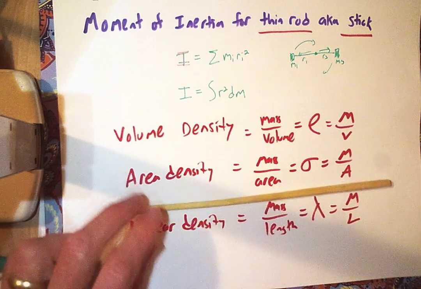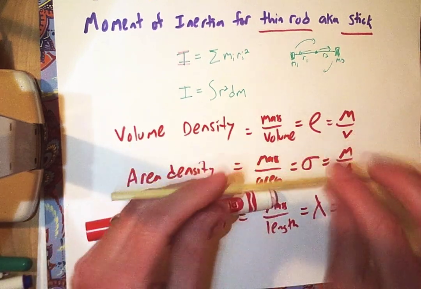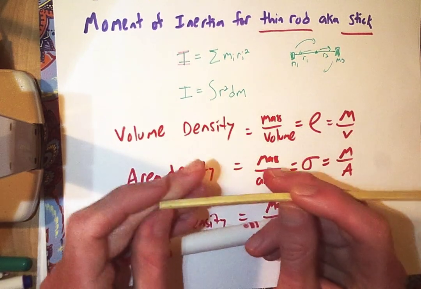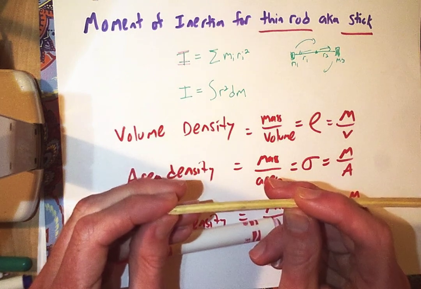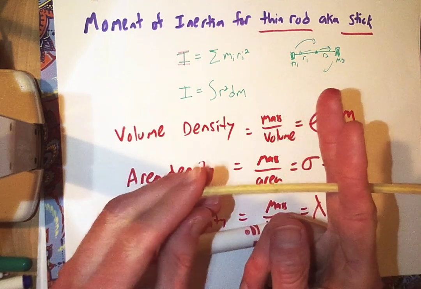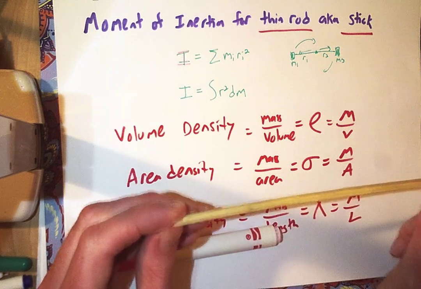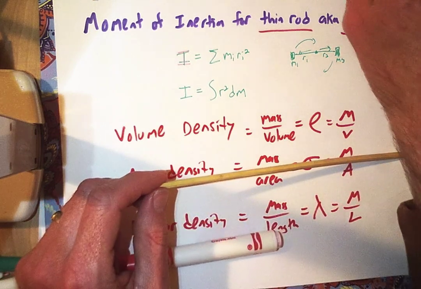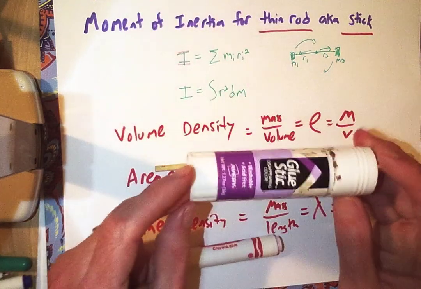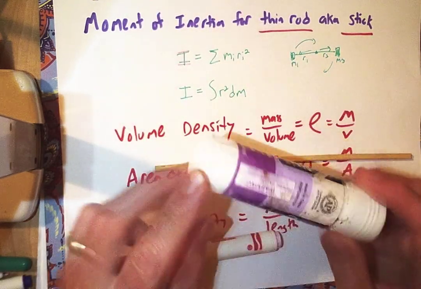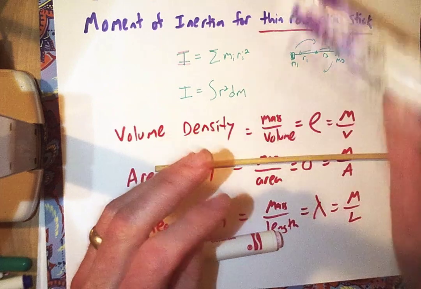Let me also remind you that if you take an object and you break it into a smaller piece, the density actually doesn't change. So if I took this chopstick and chopped it in half or chopped it into a small piece, all the pieces are going to have the same density, as long as it's a uniform density. That's why the glue stick wasn't such a good idea, because it's not uniform density. Obviously, it's got lots of different stuff.